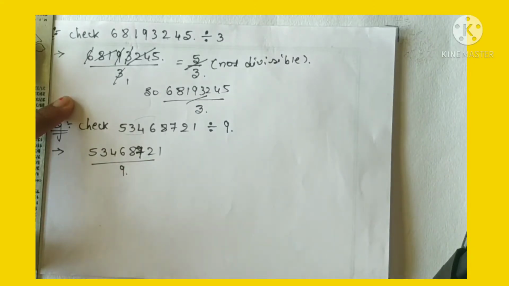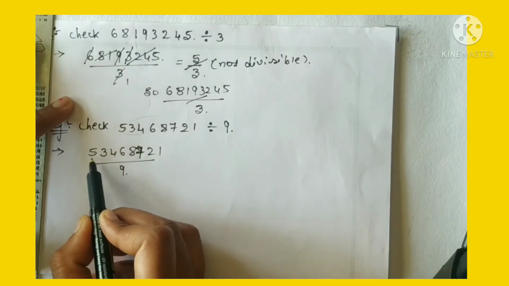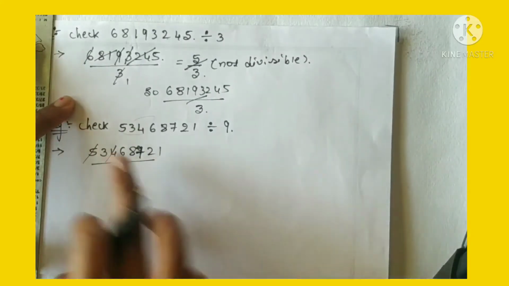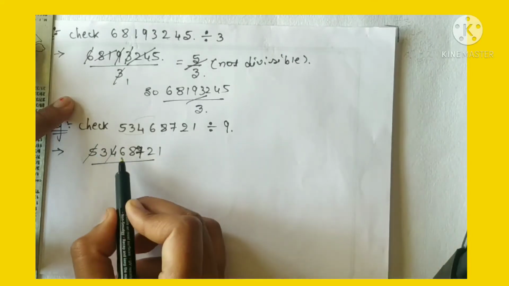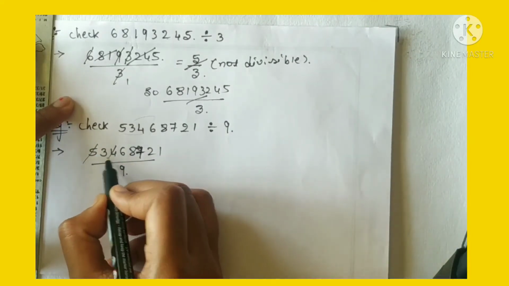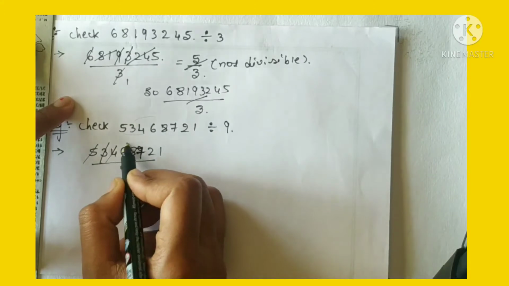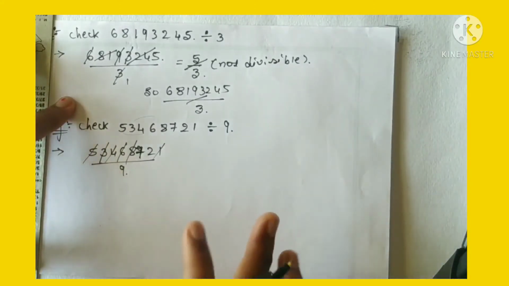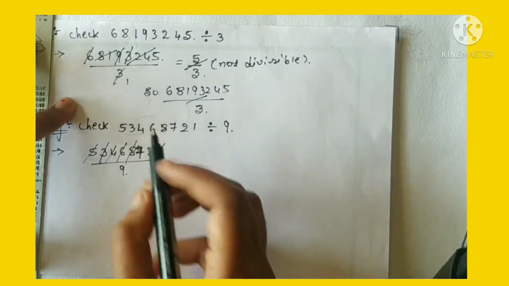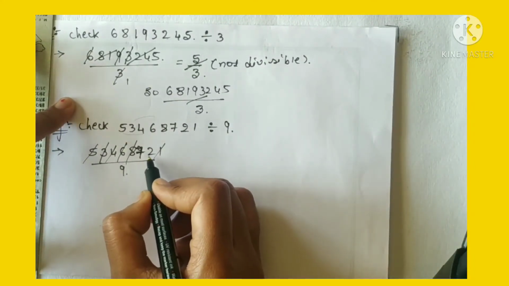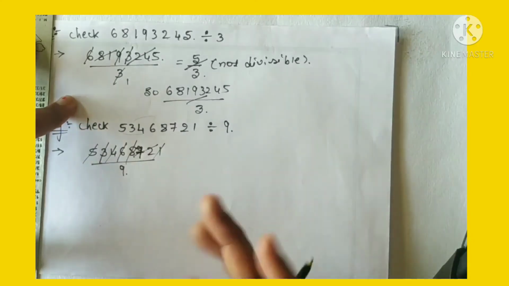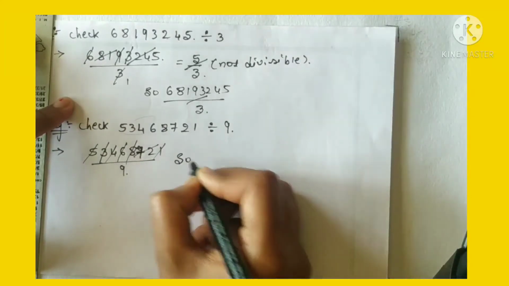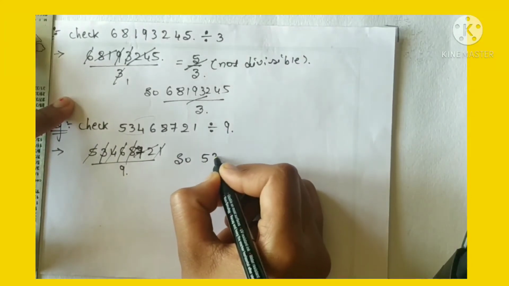So I add up the numbers. 5 plus 4 is equal to 9, so it is directly divisible. Then 6 plus 3 is equal to 9, so it is also directly divisible by 9. Then 8 plus 1 is also divisible by 9. Then 7 plus 2 is equal to 9, so it is also divisible by 9. So the entire number is divisible by 9. So the given number is divisible by 9.